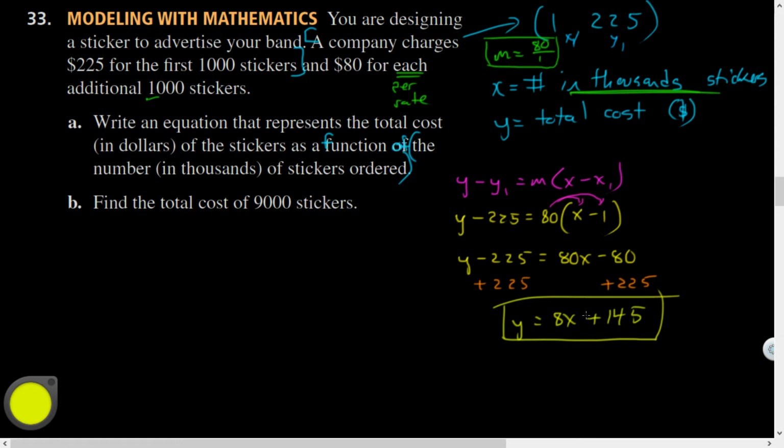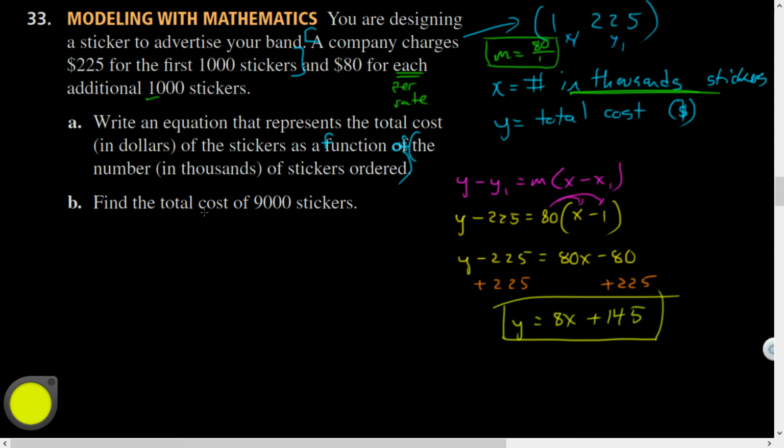Now this equation technically only works after the first 1,000 stickers. Well, actually, maybe I'm wrong. It's the way it's worded though. It sounds like it's $225, and then they start charging differently. So I don't know. Maybe it is linear the whole time. That's fine. So here's my equation.